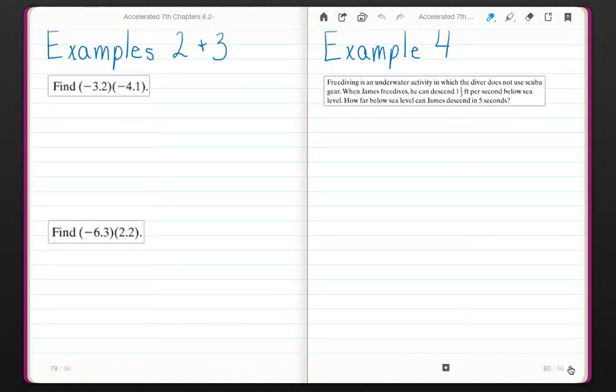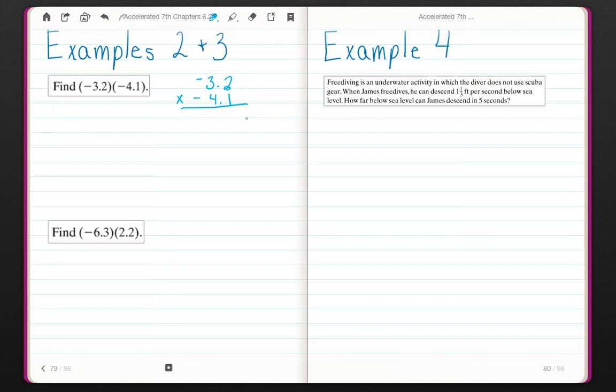Examples 2 and 3 are both working with decimals. So, as a review, when working with decimals, we ignore the decimal sign. So if I have negative 3.2 times negative 4.1, for now I'm going to ignore the decimals and the negative signs and I'm just going to multiply.